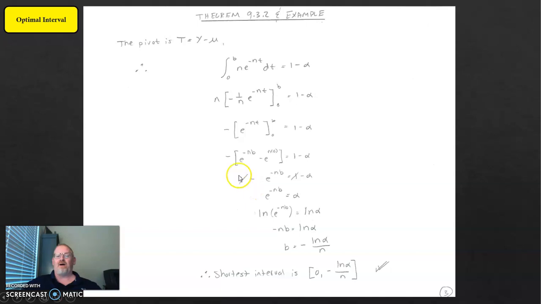So I end up with 1 minus e to the minus nb equals 1 minus alpha. The ones we'll obviously subtract out, and drop the signs, or divide through by negative 1 technically. Then I take the natural log of both sides, and I end up with minus nb equals ln alpha, or b equals minus ln alpha divided by n. That tells me that my shortest interval, because my a was a minimum of 0, is actually in a problem like this 0 to minus ln alpha over n. So it's like [a, b]. And that's it.